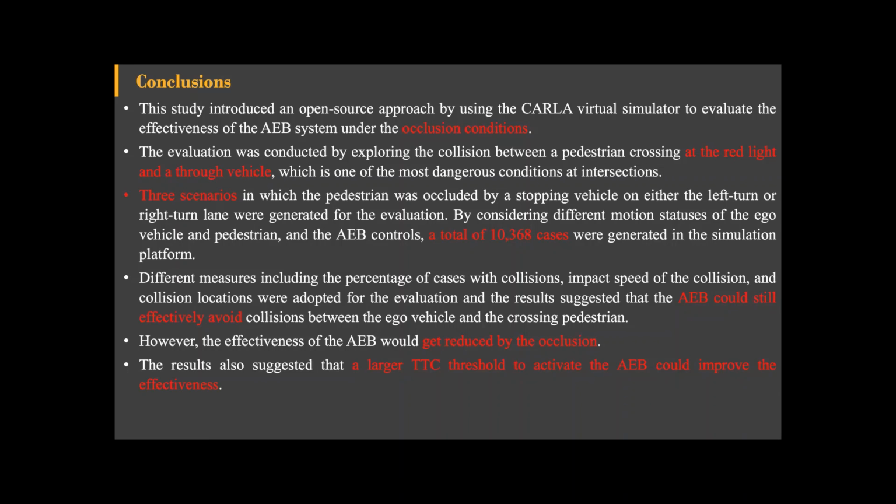Different measurements, including the percentage of cases with collision, impact speed and the collision location, were adopted for the evaluation, and the result suggests that AEB could still effectively avoid collision between the ego vehicle and the crossing pedestrian. However, the effectiveness of the AEB would get reduced by the occlusion. The results suggest that a longer TTC threshold to activate the AEB could be used to improve the effectiveness.